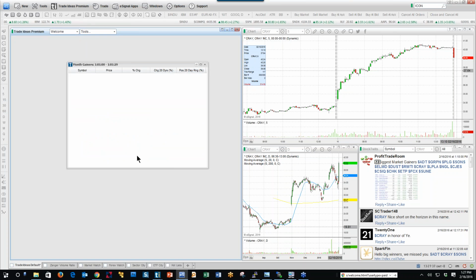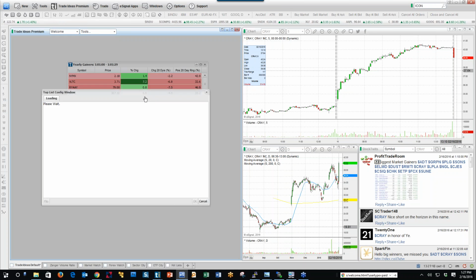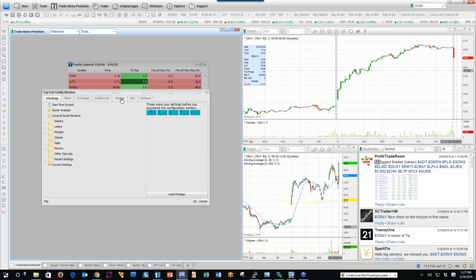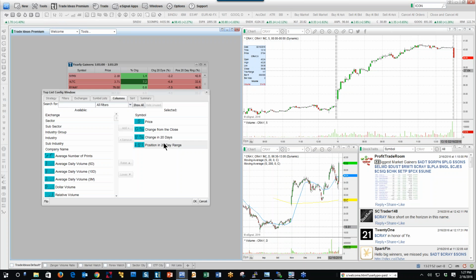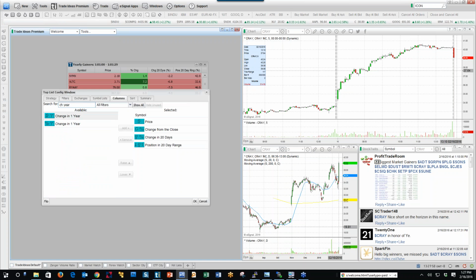And that kind of illustrates how we take a window that was created in one of our channels and how you can make that your own. So a few other things I need to do. I was kind of premature. I want to go ahead and make sure I add some columns as well. So here, let's do change in 1 year. And I'm going to add this to a column.